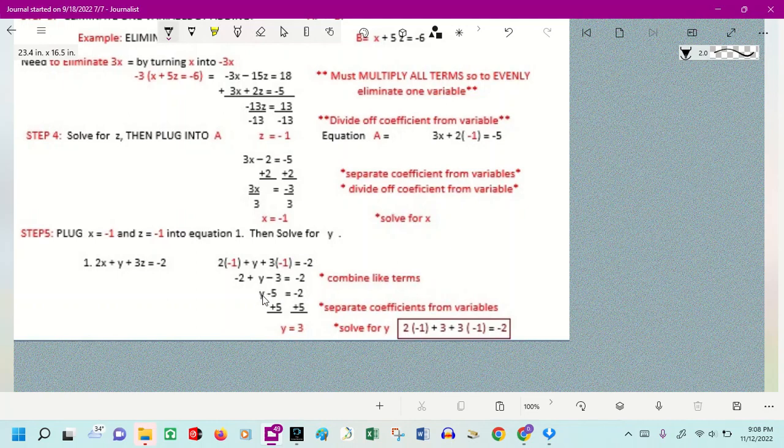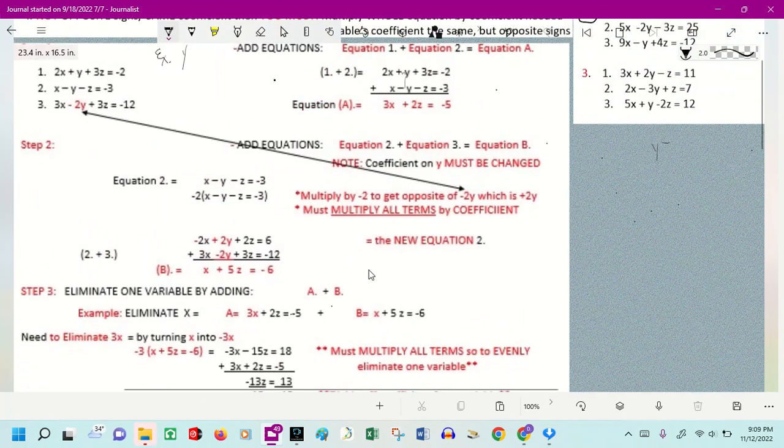Separate coefficients from variables again by moving the coefficient to the other side by taking its opposite. Negative 5's opposite is positive 5. Must do the same to this side of the equation as well. Bring down the y. Negative 5 plus positive 5 cancels out to 0. Bring down the equal sign. Negative 2 and the positive 5 is a positive 3. That means y equals 3. Now we have solved all three variables for this three-variable system here.